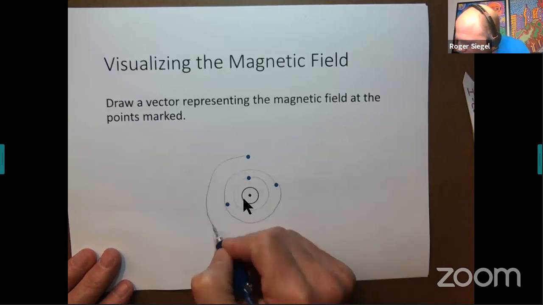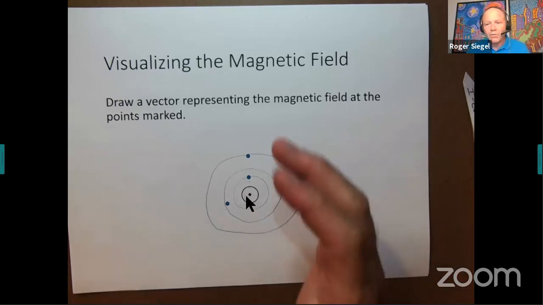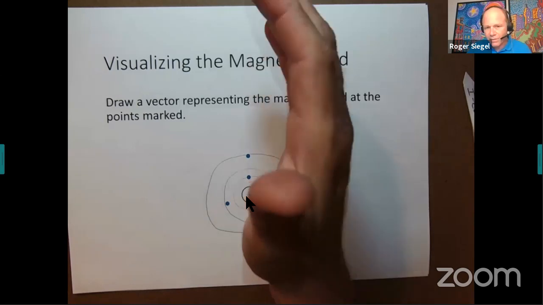Okay, all right, and so I'm going to use the right-hand rule. My thumb points out at the paper because that's the direction of the current.